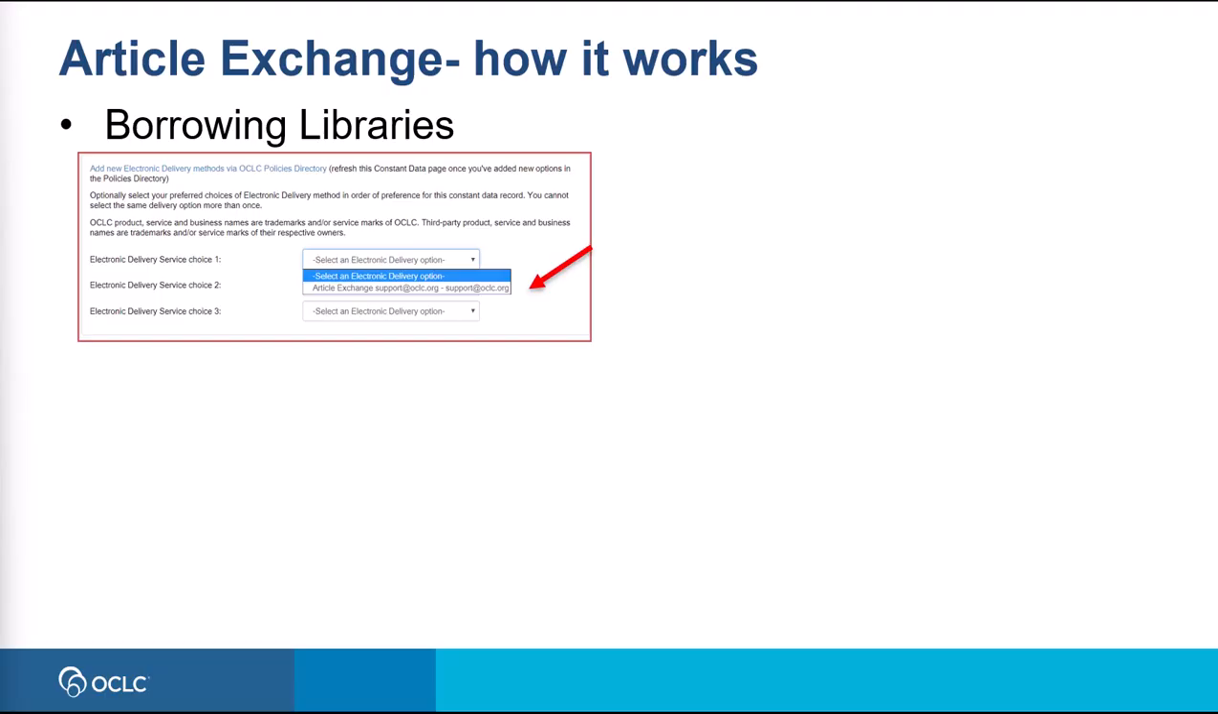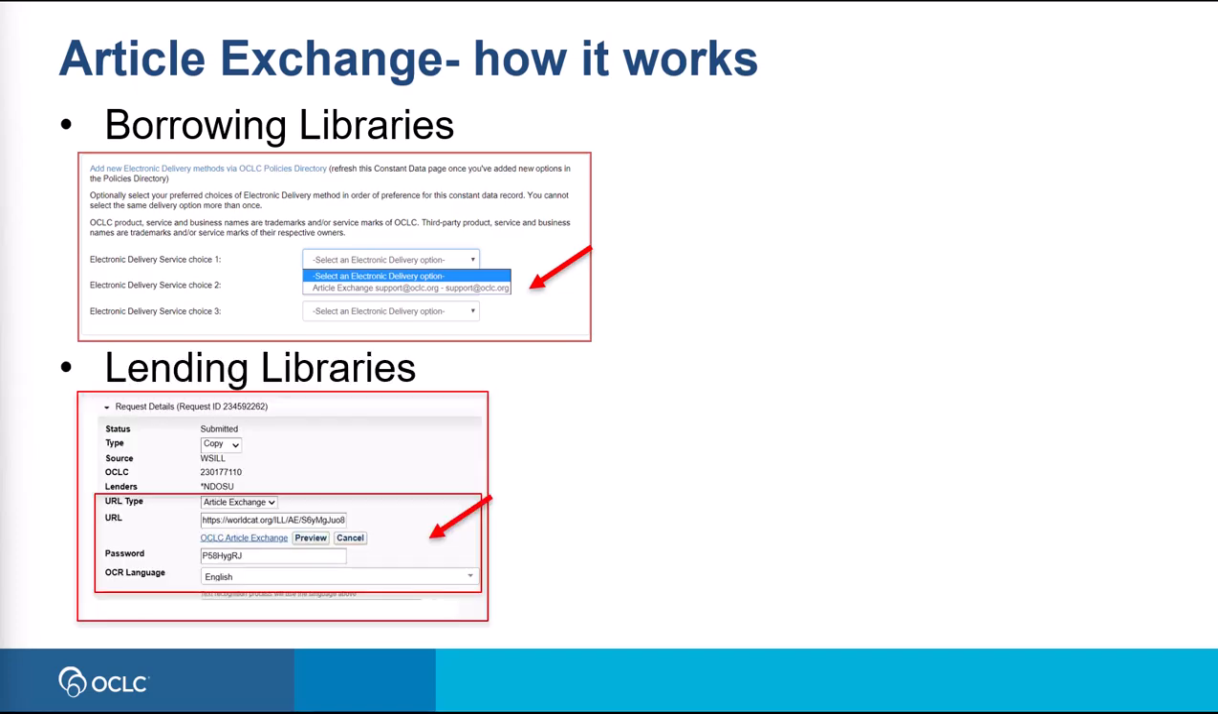Borrowing libraries can indicate they want to receive documents via Article Exchange either on their constant data work form or while filling out a request form. Lending libraries use Article Exchange when fulfilling copy requests by uploading the file. The system generates a unique URL and password.